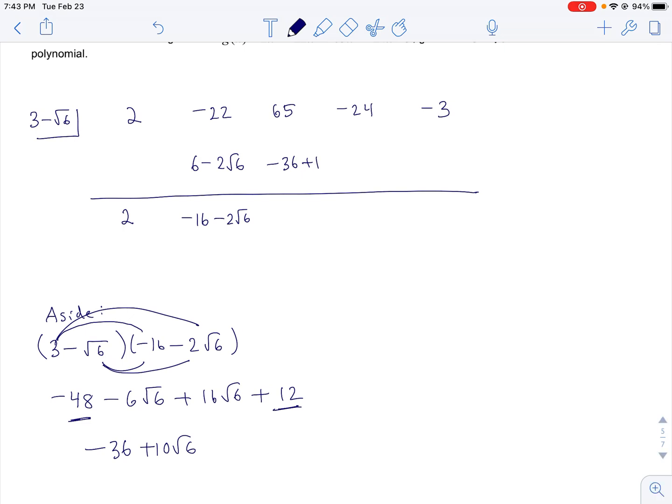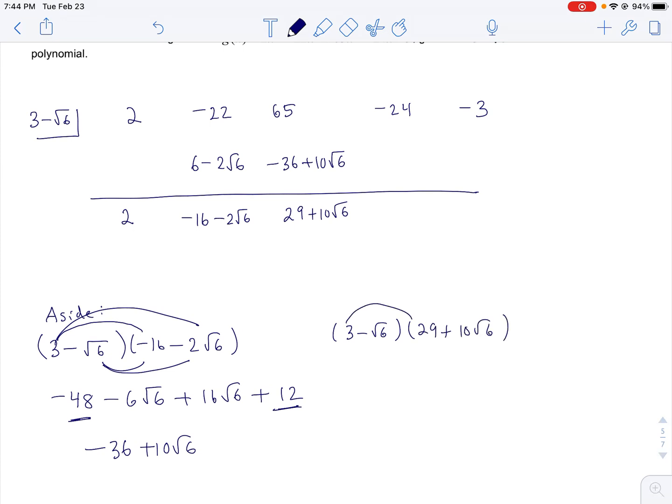So we're back into the synthetic division problem, right? In fact, you can tell that I may have to move some of these coefficients over, give myself a little bit of room here. All right, so if I add down 65 minus 36, that's going to be 29, and I bring down that 10 root 6. And then, hey guys, I got another one of these FOIL jobs. So I got to do 3 minus root 6. I got to multiply that by 29 plus 10 root 6.